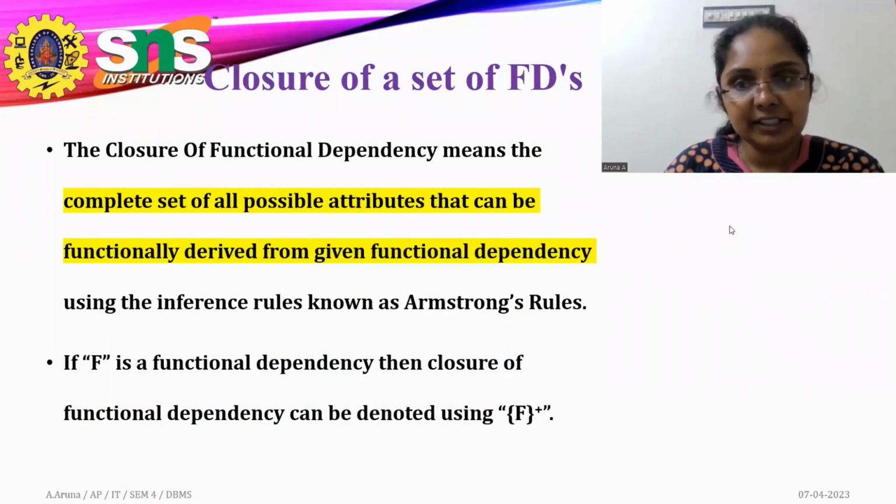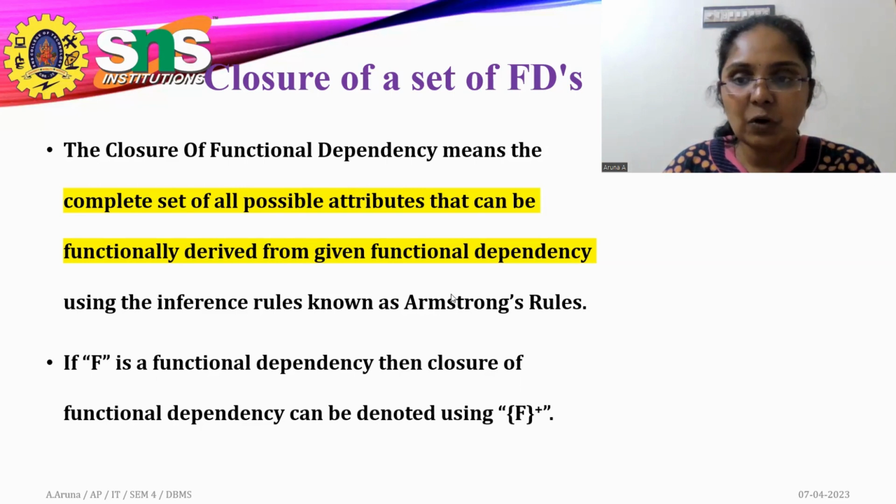Closure of the set of functional dependencies. The definition for closure of functional dependencies is the complete set of all possible attributes that can be functionally derived from the given functional dependencies. How we can functionally derive them is by using the Armstrong axioms, or rules, or the inference rules. Through that only we can write down the complete set of all possible attributes. In these axioms, we have 7 axioms.